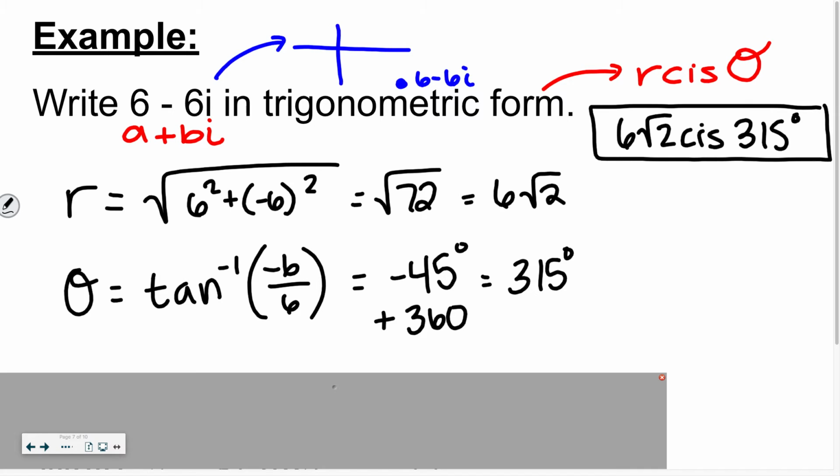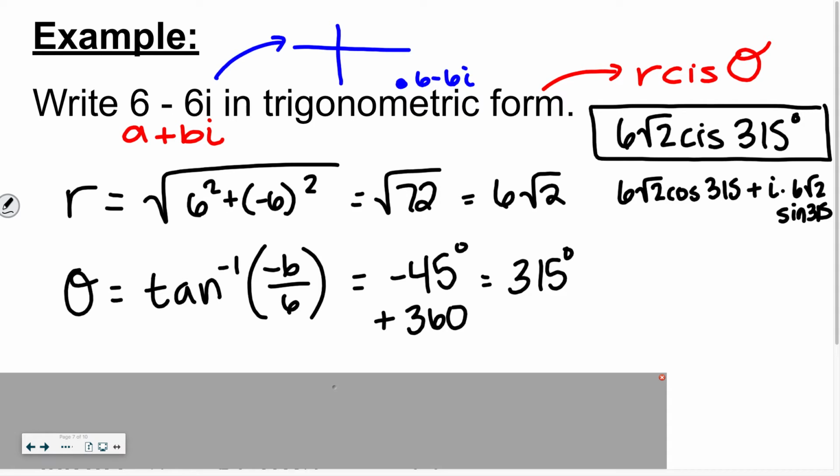And that's my favorite version because I'm lazy. If you don't like that version, you could write it all out, right? So the longest version is 6 square root 2 cosine 315 plus i times 6 square root 2 sine 315. Can barely fit it in there.